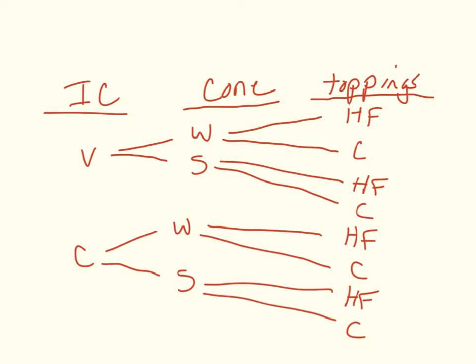You can also do a tree diagram horizontally, like this, and you end up with the same results. So I still have 1, 2, 3, 4, 5, 6, 7, 8. So again, I'd write 8 choices for this.